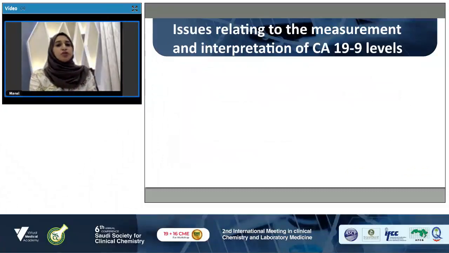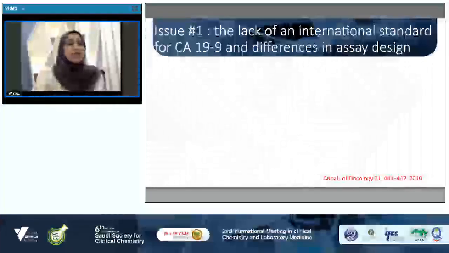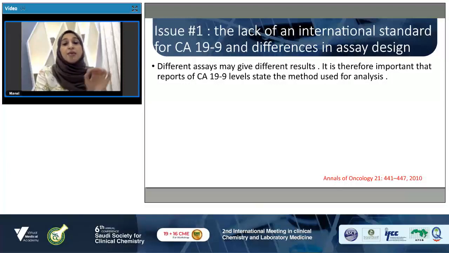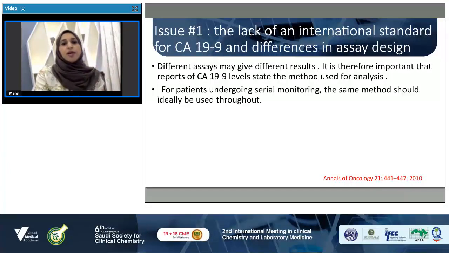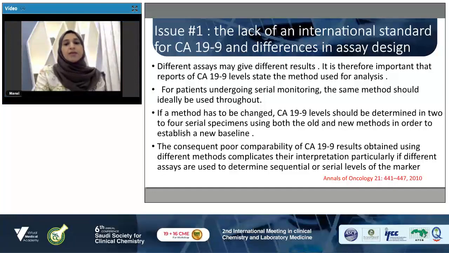What about the issues related to the measurement? Number 1, there is a lack of international standard for CA19-9 and different assay designs. So different assays may give you different results, and it is important that you report the CA19-9 level and state the method you used with the report. For a patient undergoing serial monitoring, the same method should ideally be used throughout the treatment. If the method has to be changed, which is very common in most labs, the CA19-9 level should be determined in 2 to 4 serial specimens using both the old and the new method in order to establish the new baseline. Consequently, comparability of CA19-9 results obtained using different methods complicates the interpretation, particularly if different assays are used to determine serial levels of the marker.